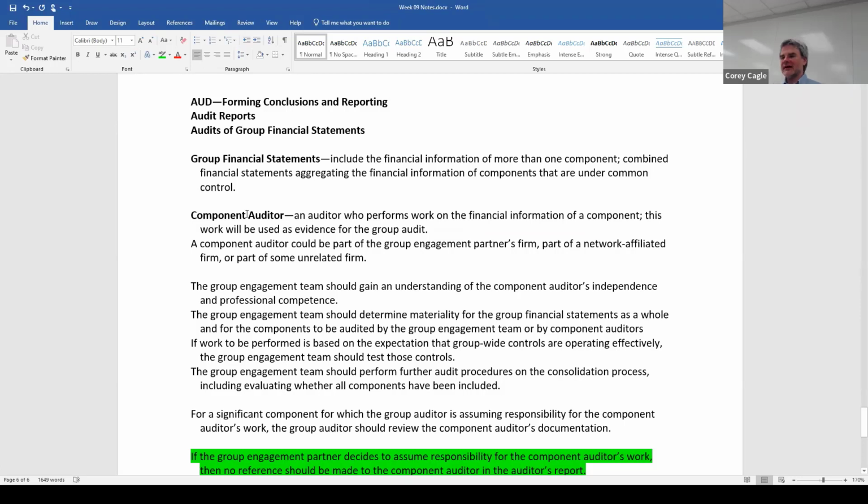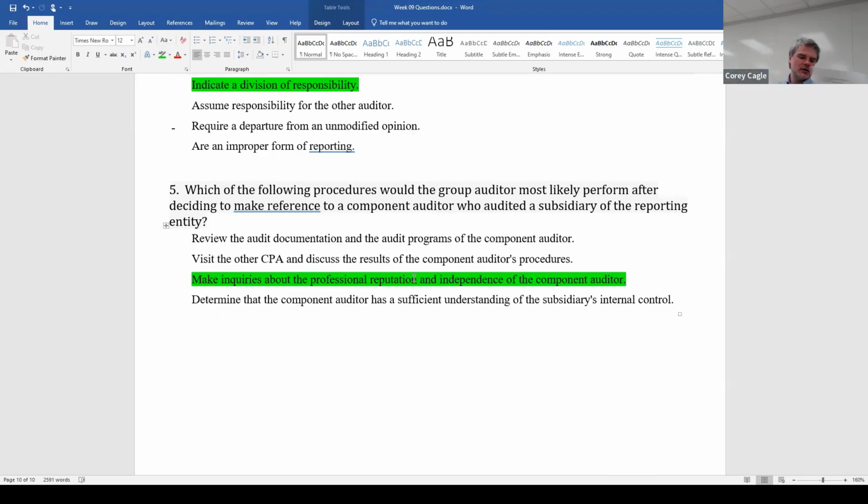Audits of group financial statements. Doesn't really, and then we get into what I feel like some of the easier things. A little bit of memorization with these things, but very important topic areas for sure.